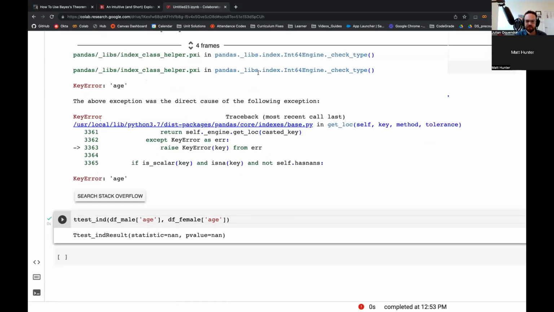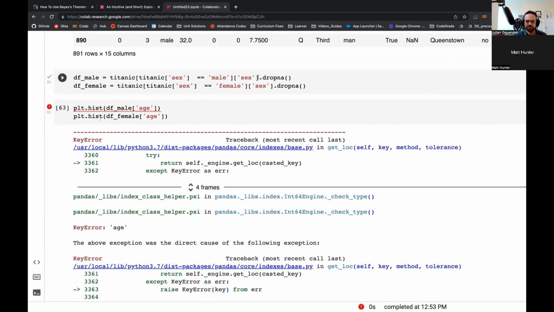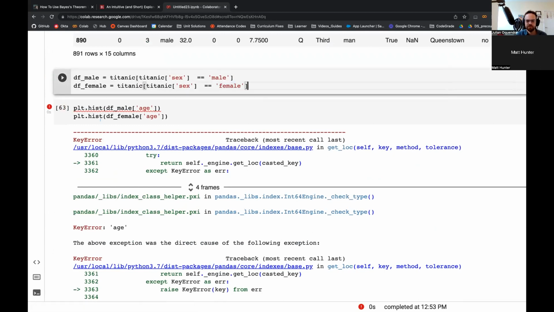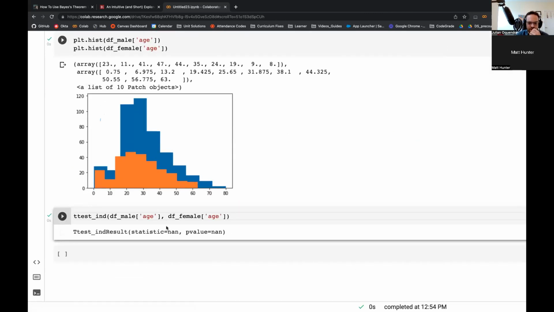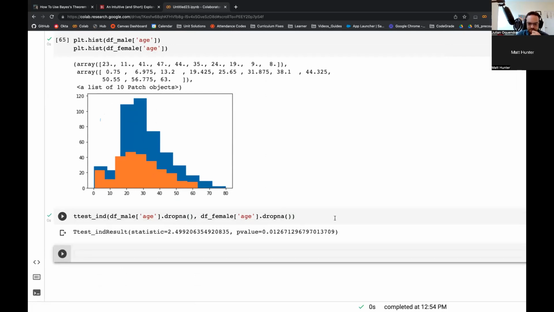I broke something here. What did I break? Okay, so that still works. Let's do this as a dropna value. Let's add the dropna down here. Cool. All right.